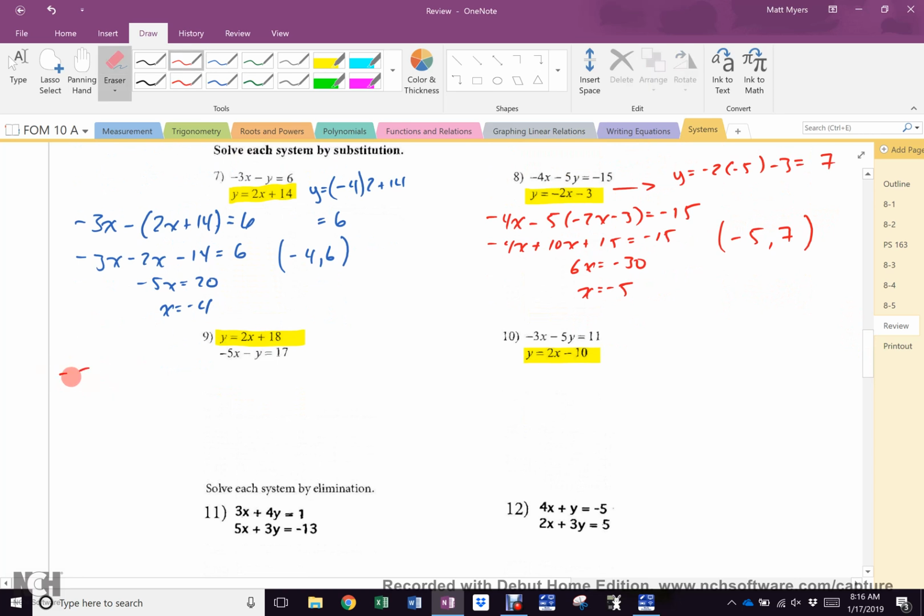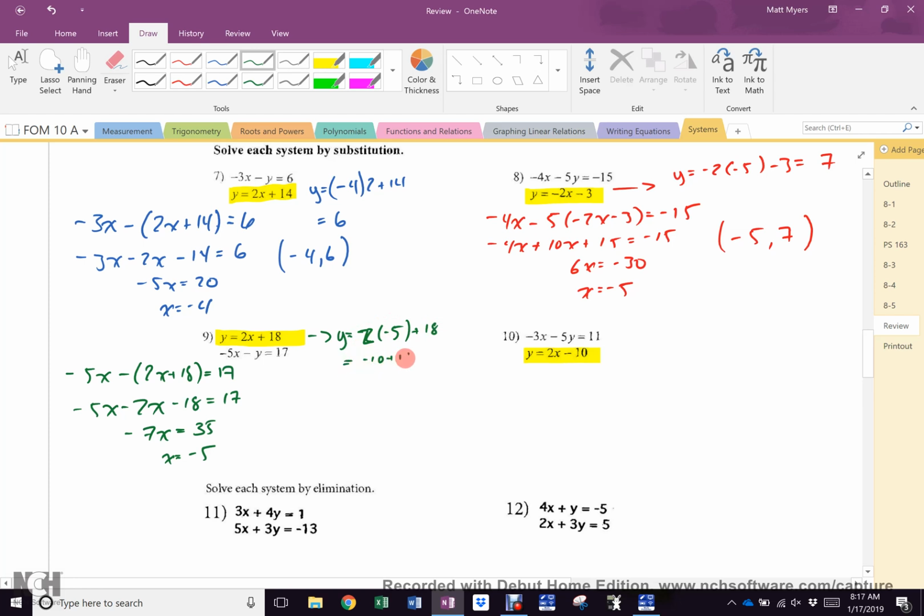Oops, I want to change color, so they're all a different color today. -5x minus 2x plus 18 equals 17. -7x equals 35. X equals -5. Y equals -2, not -2, you idiot. 2 times -5 plus 18, which is -10 plus 18, which is 8. -5, 8, and then you checked it.